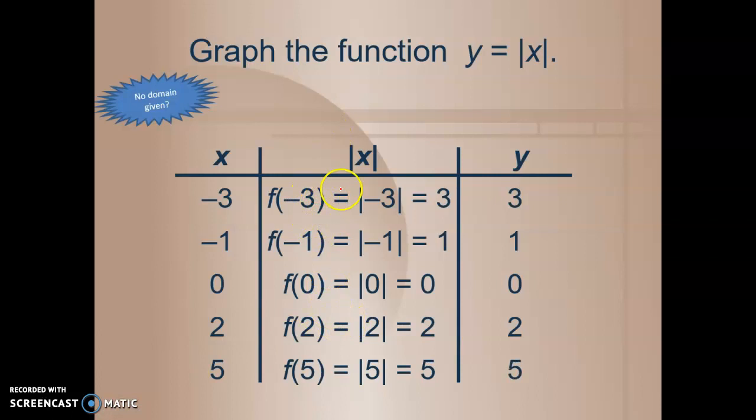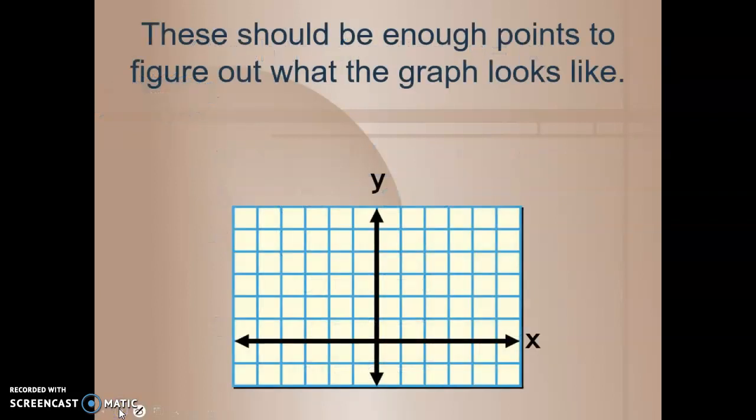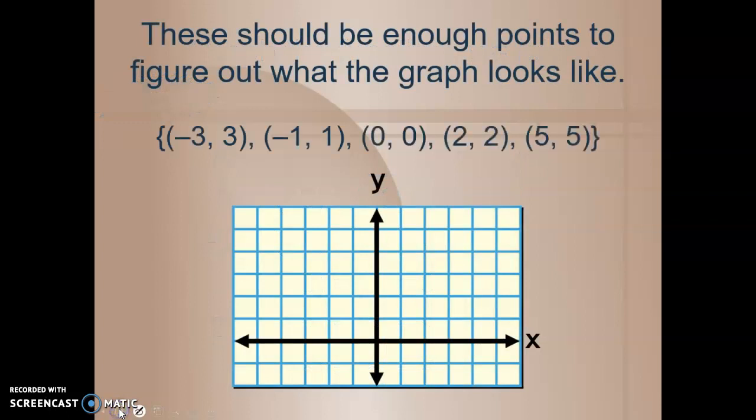So when we plug in -3, we get the absolute value of -3, which is just 3. So our y value is 3. When we plug in -1, we get 1, and so forth and so on. Now that we've used the table to generate some x and y coordinates from our function machine, let's go ahead and plot these points. So there are our points once again, and when we plot the specific points, we get this shape.